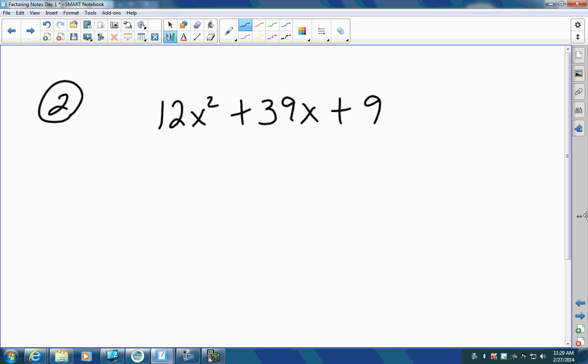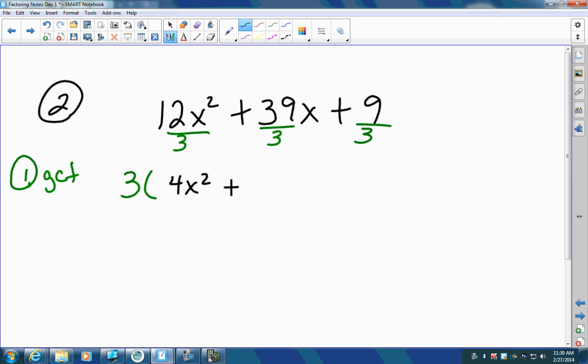All right, step 1 is to pull out the GCF. Does 9 go into 39? No. 3. 3 goes into all of them. So my GCF is 3. So when you divide everything out by 3, I get 4x squared plus 13x plus 3.